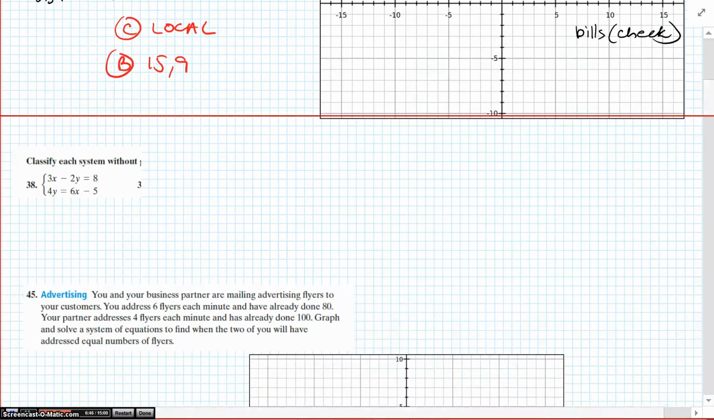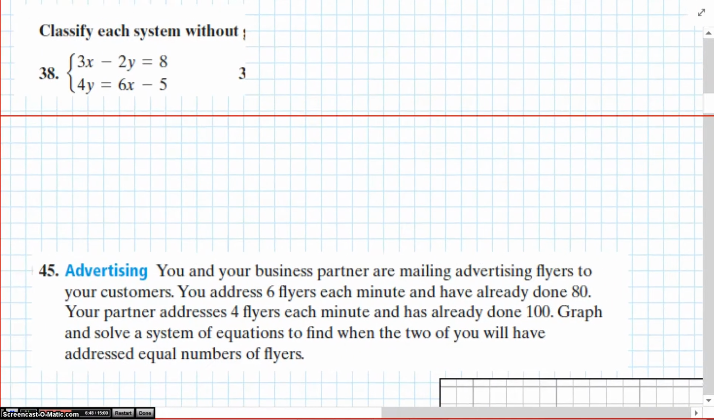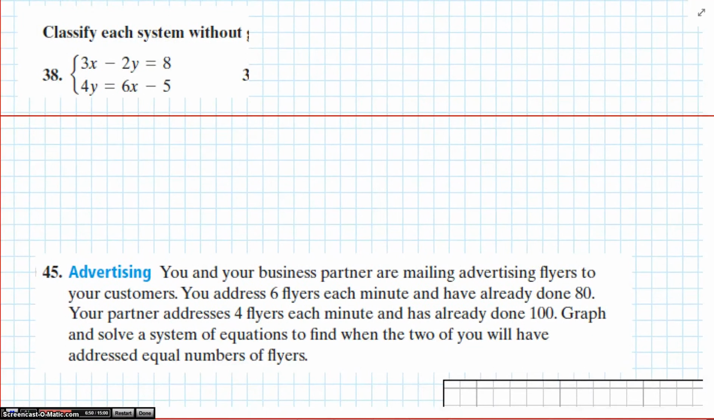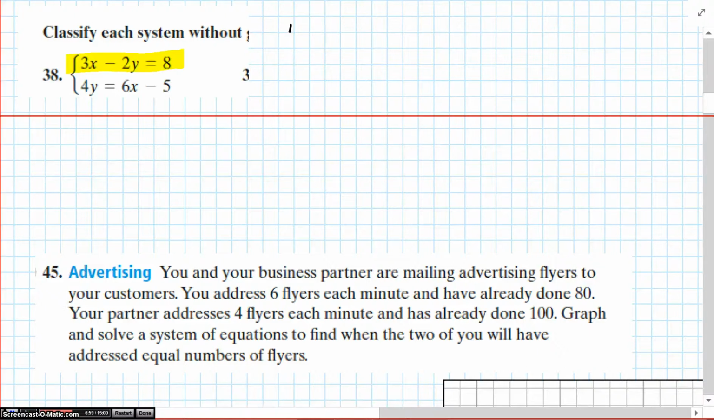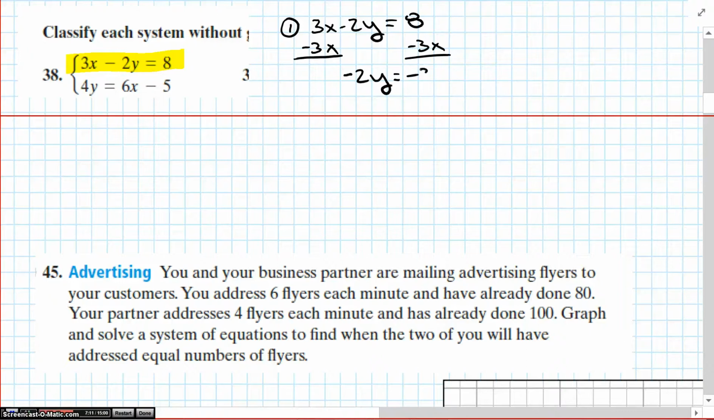All right. Moving on to the next one. Classify each system without graphing. So all we got to do is get them in slope-intercept form. So let's look at the first equation. Label that 1. So 3x minus 2y equals 8. Let's subtract 3x from each side. I'm going to get negative 2y equals negative 3x plus 8.